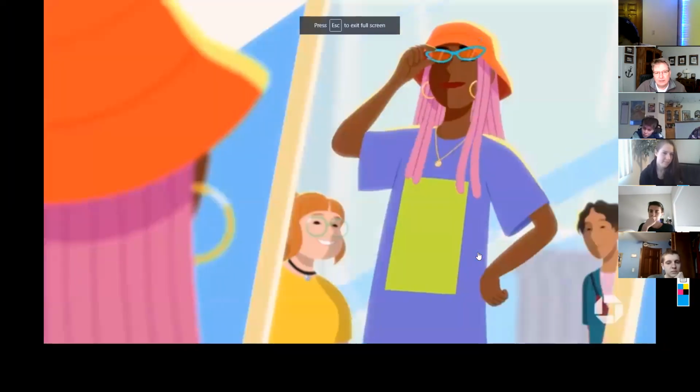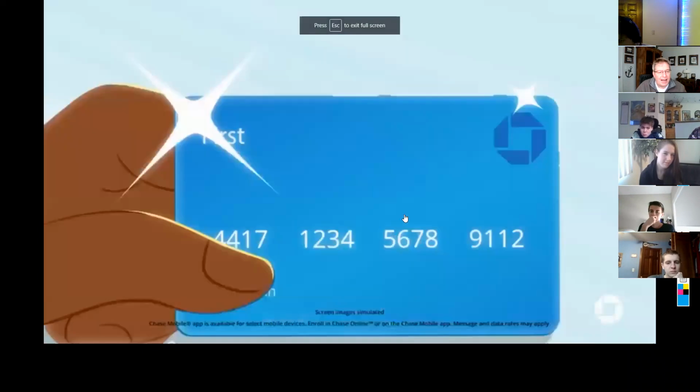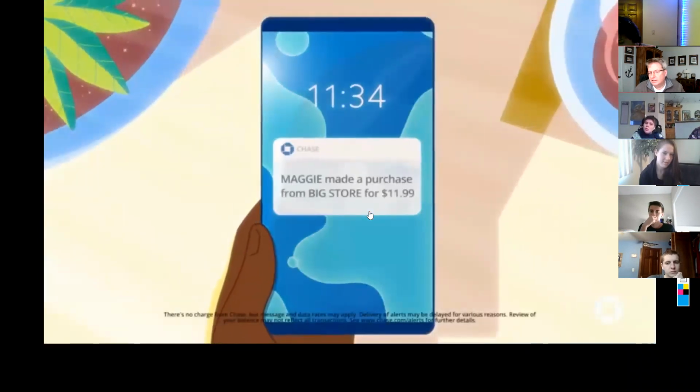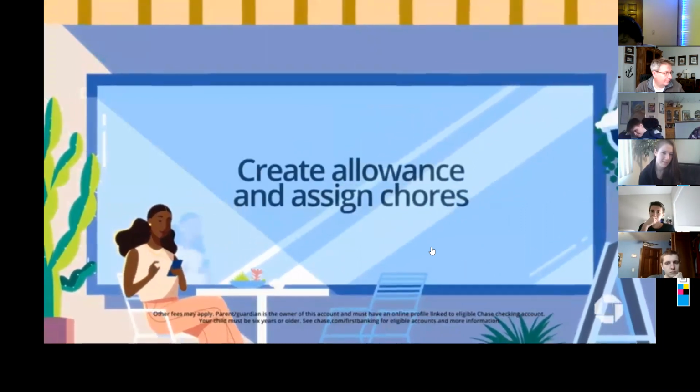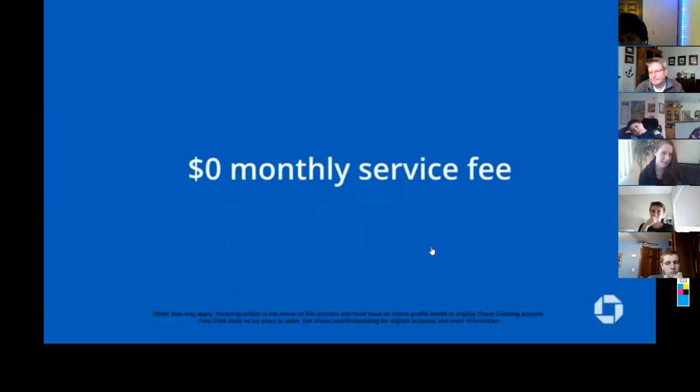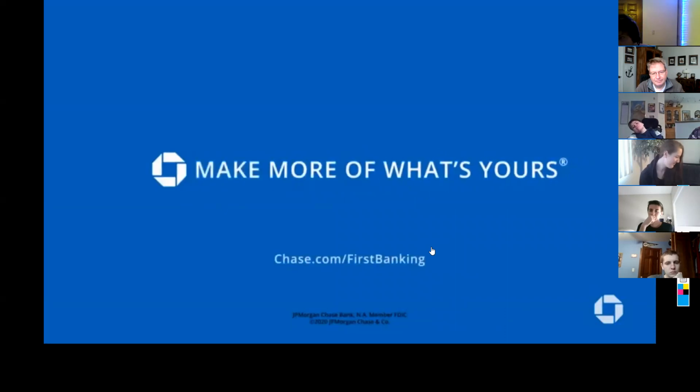Introducing Chase First Banking, a debit card and application. Teach them good money habits. Set account alerts, savings goals, allowances, and chores from your Chase mobile app. All with no monthly service fee. Chase First Banking.